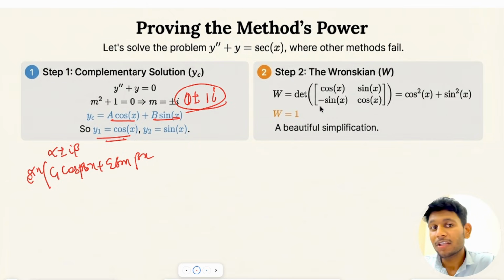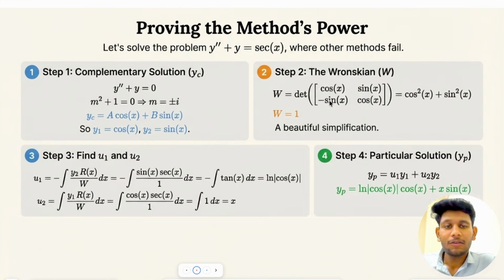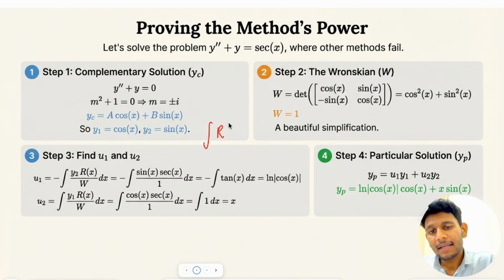Then you have to find out the Wronskian. Multiply this. Okay, the derivative of cos is minus sin, the derivative of sin is cos, multiply them, and this becomes 1. This is the beautiful simplification. Now what to do? You have to write out the formula, that is sin x cos x by 1. Okay, what is the formula? Right hand side y2, minus, and this is divided by the Wronskian, and then integration.